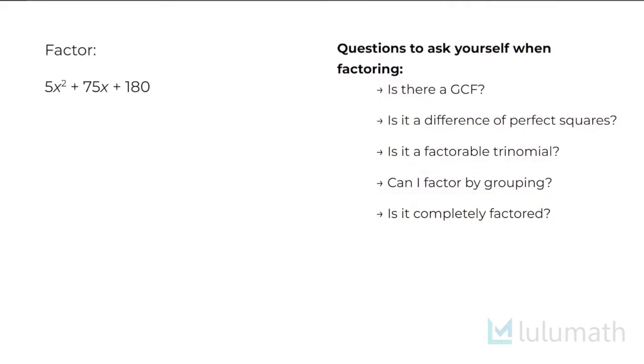For our first example, we're asked to factor 5x squared plus 75x plus 180. So the first thing we're going to ask ourselves is, is there a GCF? And yes, there is a GCF. We've got 5x squared, 75x, and 180. There are no variables in common, but there is a number in common, and that number is a 5. I can divide all of my terms by 5. So the first thing I'm going to do is factor by GCF.